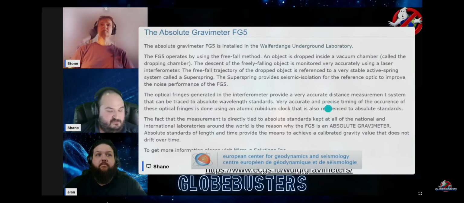Going a little bit further, they have a superconducting gravimeter, which they call the GWR, also in the same Wolferdange underground laboratory at the ECGS. Here's what that bad boy looks like, with its own hard drive running off the side.